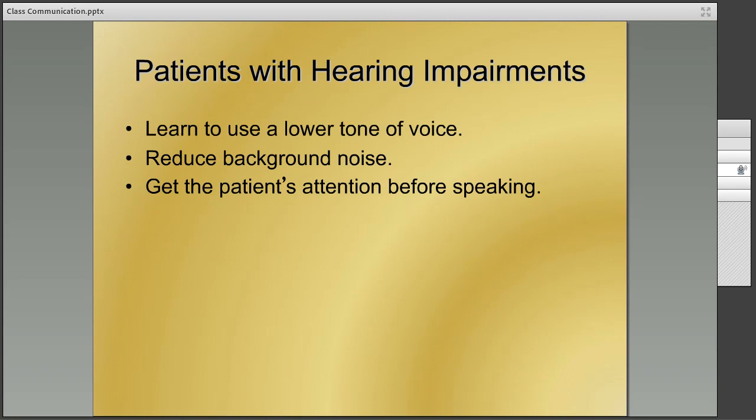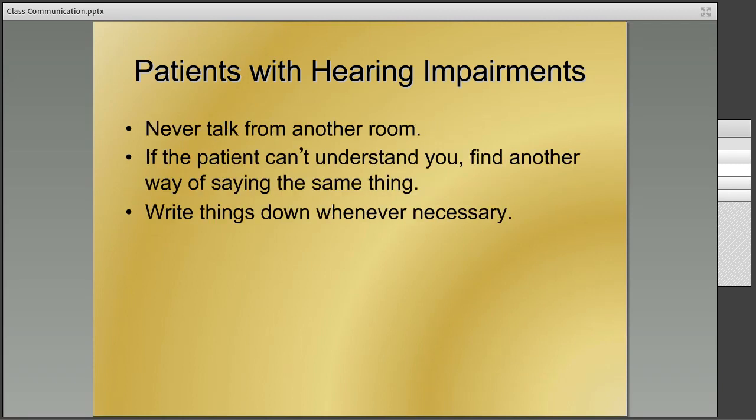Learn to use a lower tone of voice. Don't yell at them if they have hearing aids. Reduce background noise. Some departments have a radio in the ultrasound room. Turn off the radio. When they're laying on the table, make sure you're looking at them and not at the monitor when you're going to speak to them. Never talk from another room. I think that one's common sense. If the patient can't understand you, find another way of saying the same thing. Again, write it down for them if necessary.